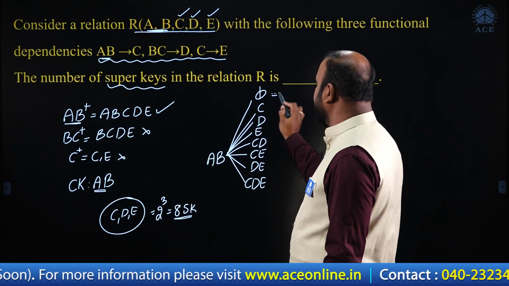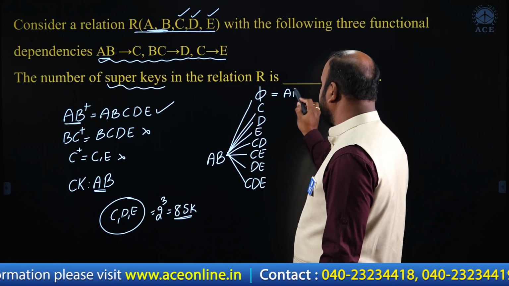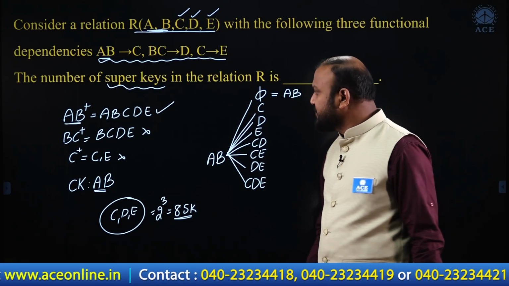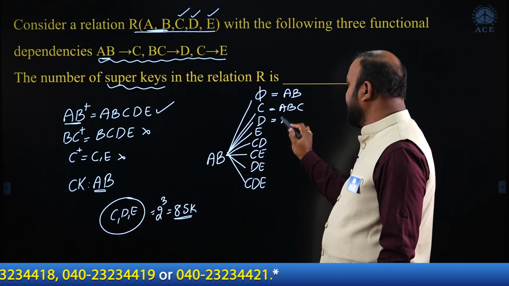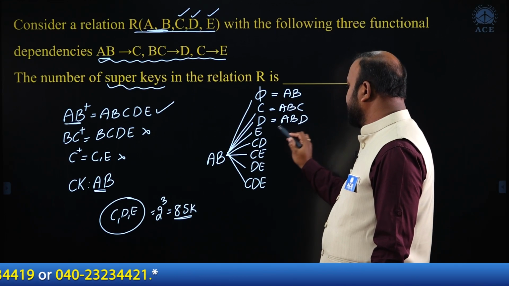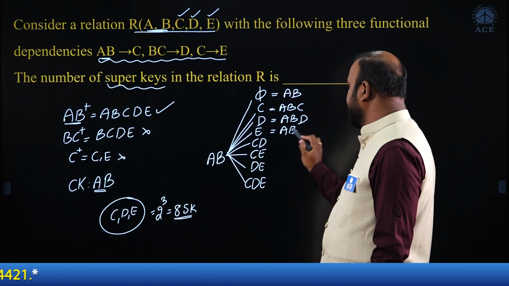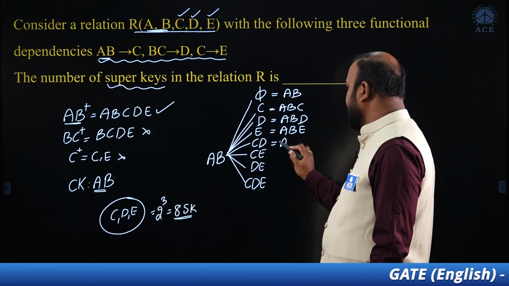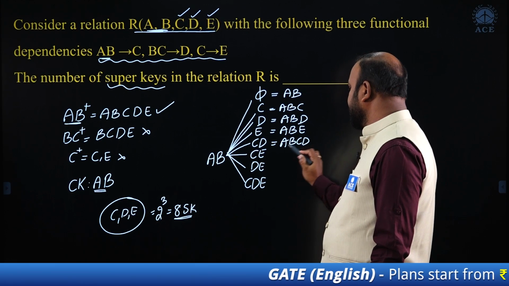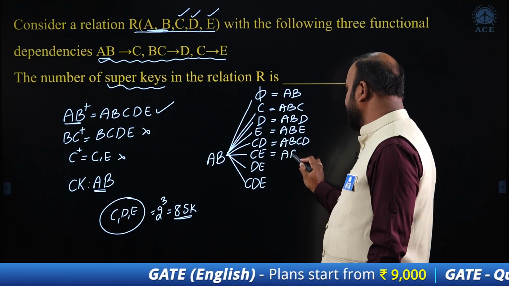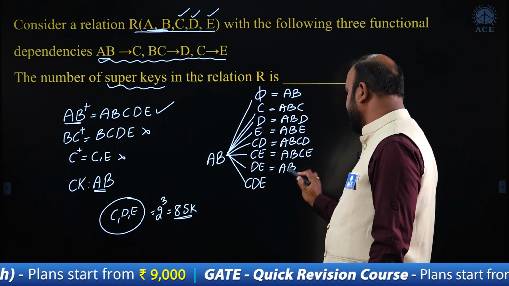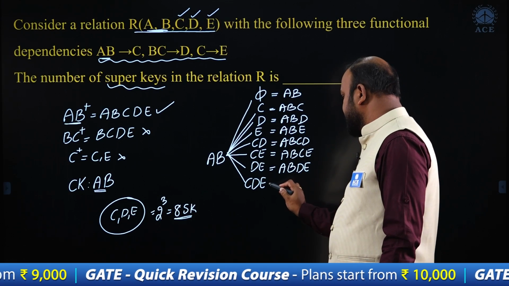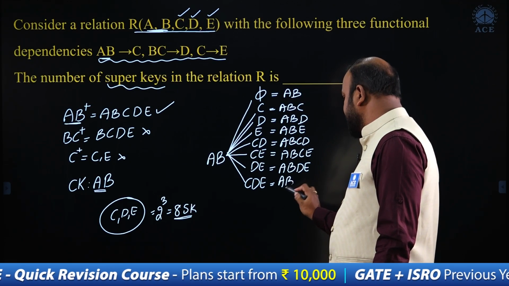Here you look, AB with phi, we will get AB, and you know that every candidate key is a super key. AB with C, ABC, with D, ABD, with E, ABE, with CD, ABCD, with CE, we are going to get ABCE. With DE, we are going to get ABDE. With CDE, we are going to get ABCDE.